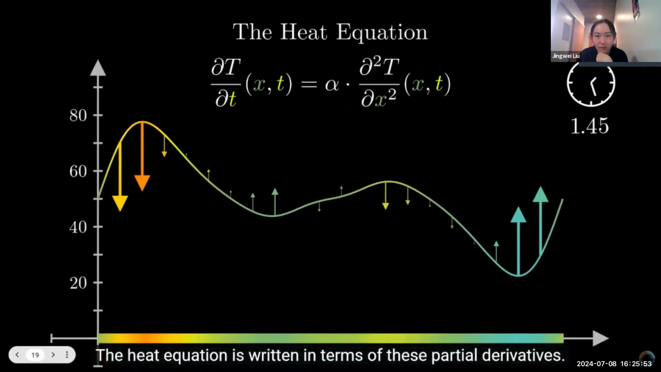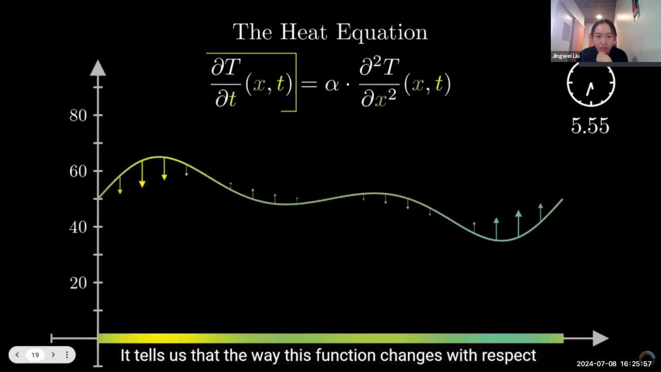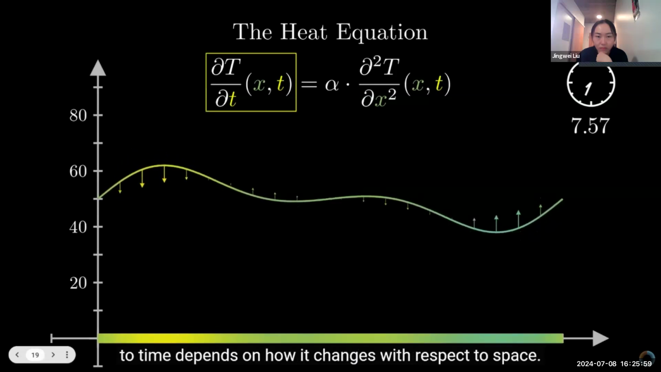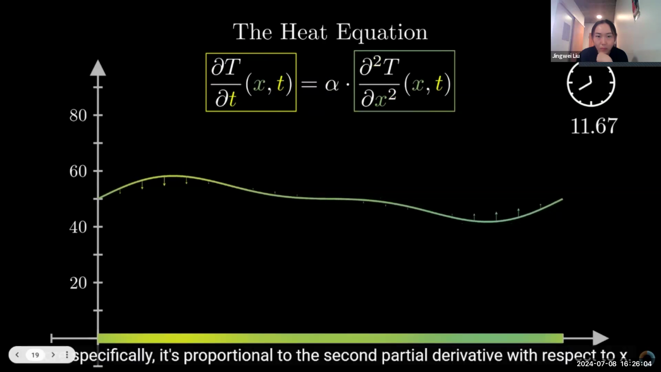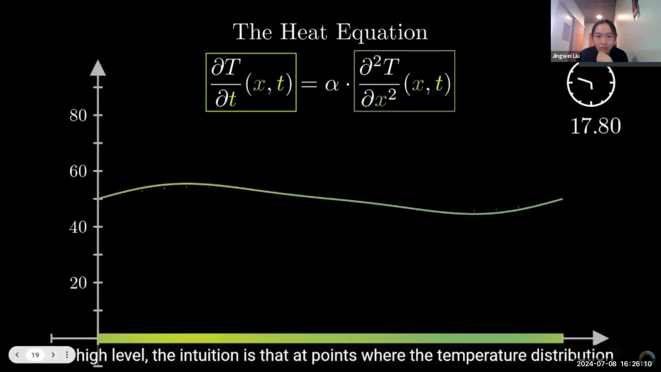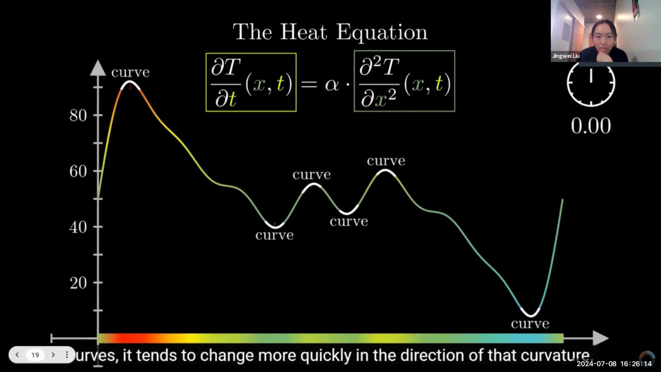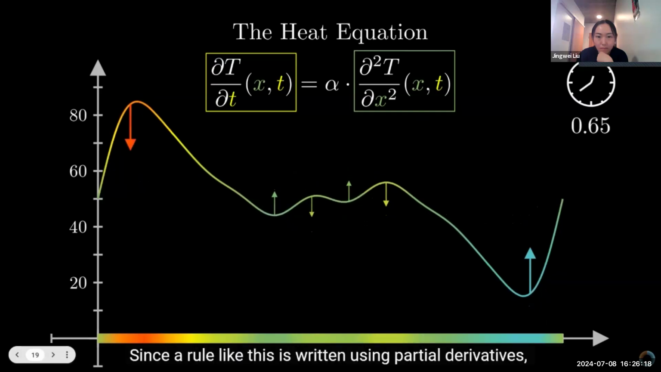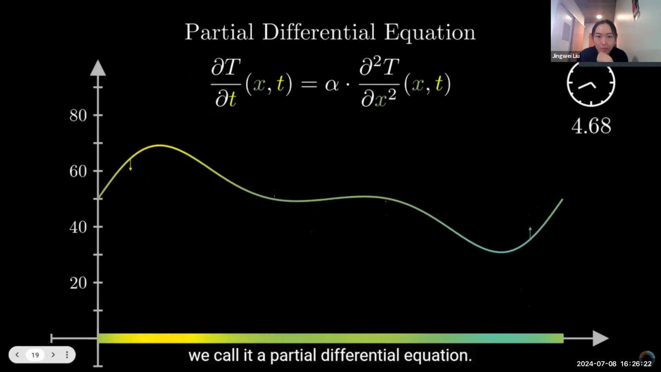The heat equation is written in terms of these partial derivatives. It tells us that the way this function changes with respect to time depends on how it changes with respect to space. More specifically, it's proportional to the second partial derivative with respect to x. At a high level, the intuition is that at points where the temperature distribution curves, it tends to change more quickly, in the direction of that curvature. Since a rule like this is written using partial derivatives, we call it a partial differential equation.